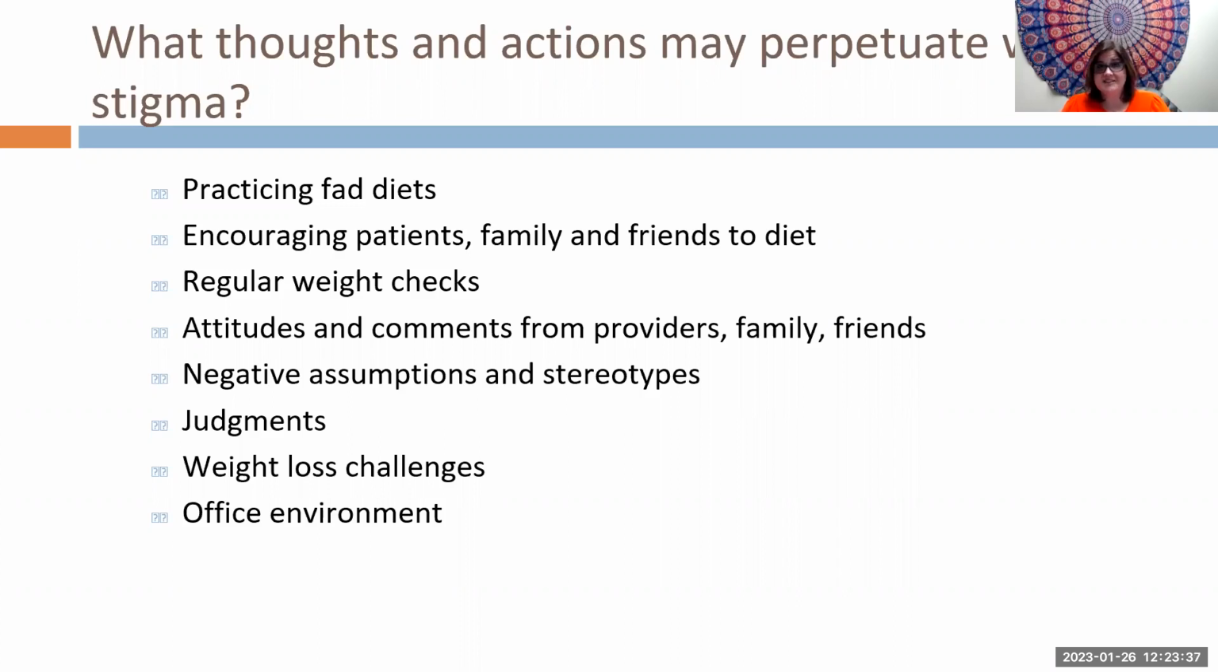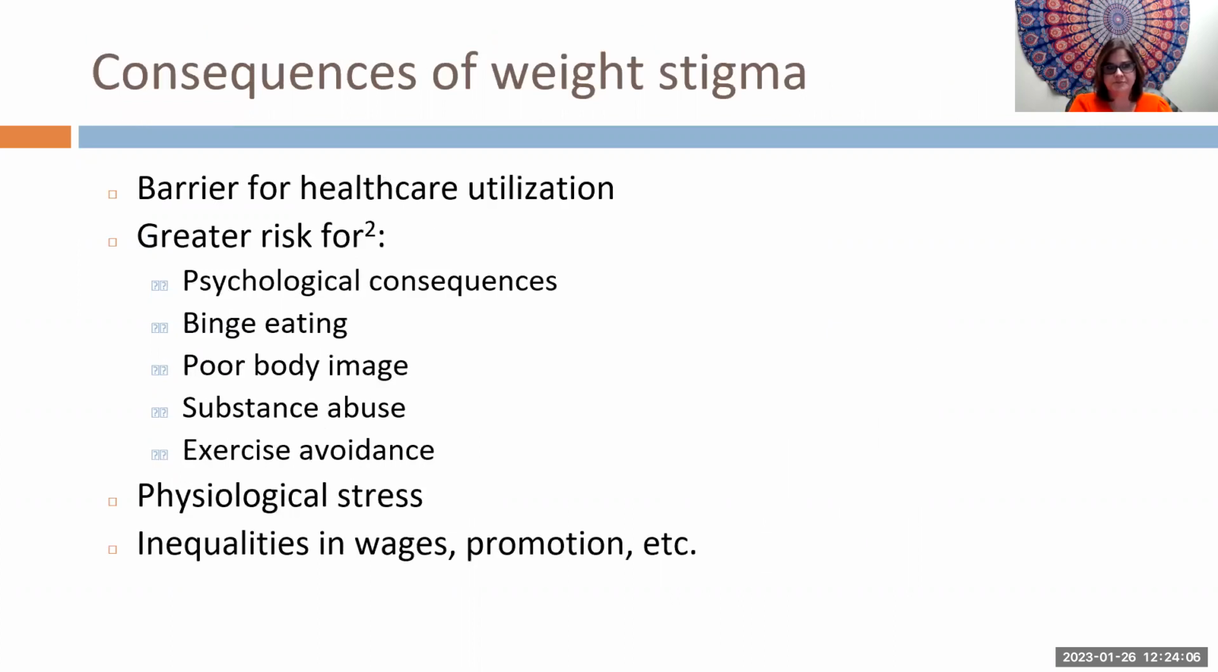Weight loss challenges are also a way to perpetuate weight stigma. Again, this idea that everybody needs to be losing weight, right? And then office environments, not just in healthcare, but other office environments, can perpetuate weight stigma. A common thing is just not having chairs that are large enough to accommodate folks that live in larger bodies, or having desks and chairs that are too small for folks to sit comfortably.